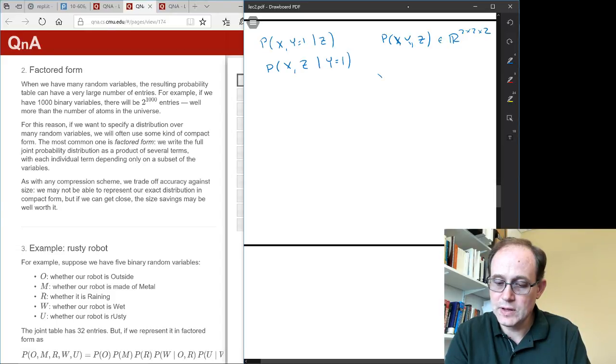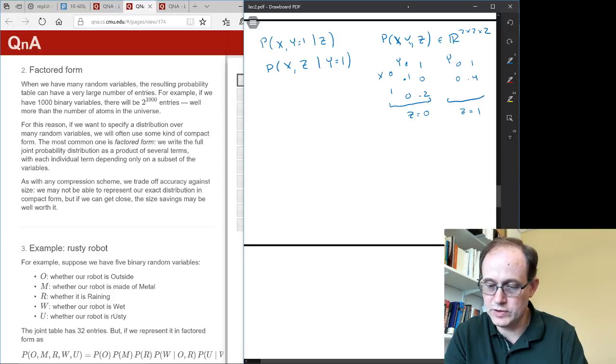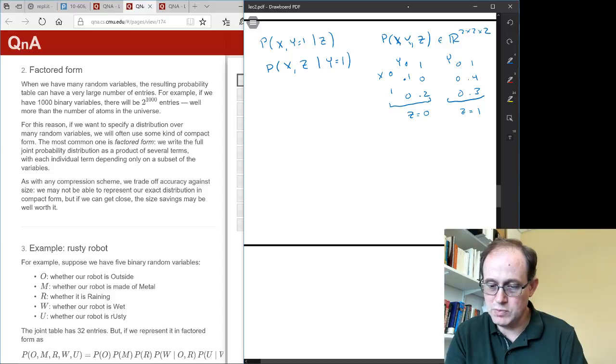x can be 0 or 1, y can be 0 or 1, and over here this is z equals 0, and over here this is z equals 1. So we're going to have 8 different numbers. Let's say 0.1, 0, 0.2, 0.4, okay, that adds up to 0.7, so we have 0.3 left, so we'll make it 0 and 0.3. That should add up to 1, hopefully. And so this is a probability distribution over x, y, and z, 3 different binary variables.